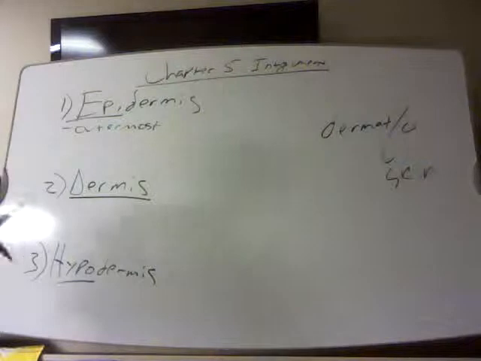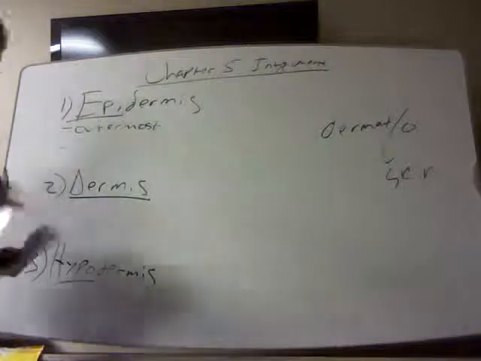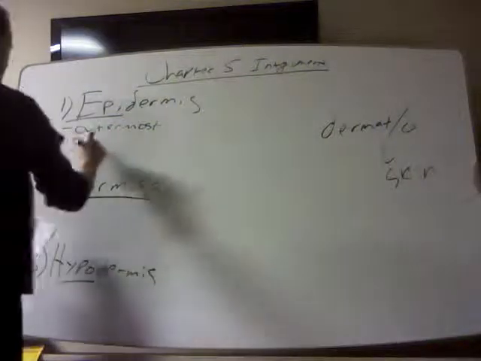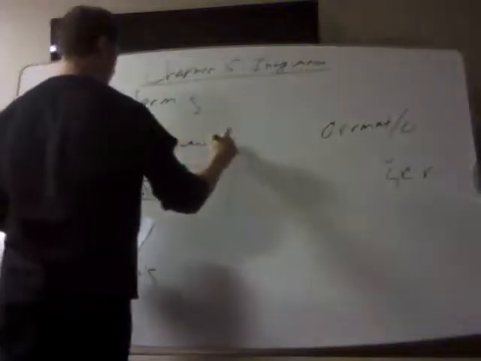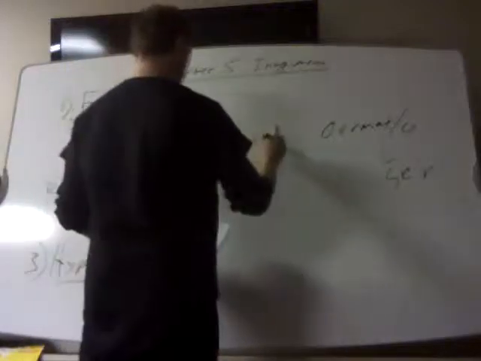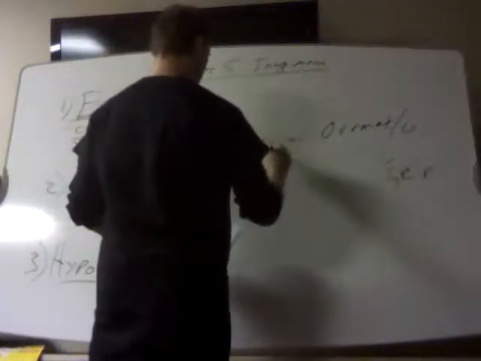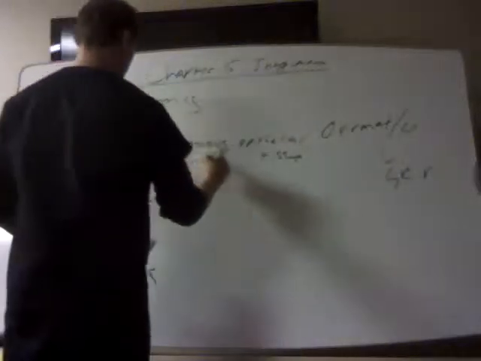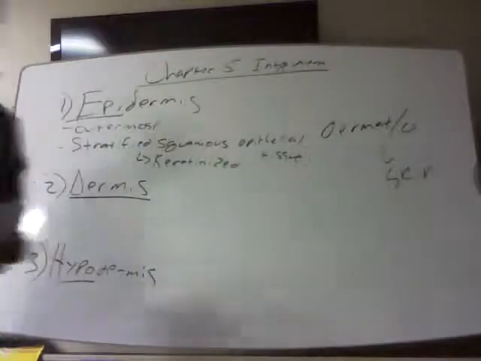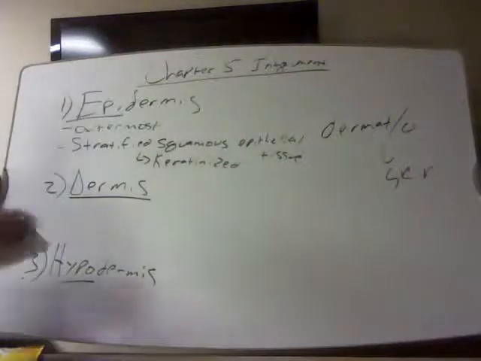Histologically, the epidermis is made out of stratified squamous, as some people pronounce it, stratified squamous epithelial tissue. And we would also say that this tissue is keratinized. We'll talk about that in a second. But let's review some basic histology terminology.